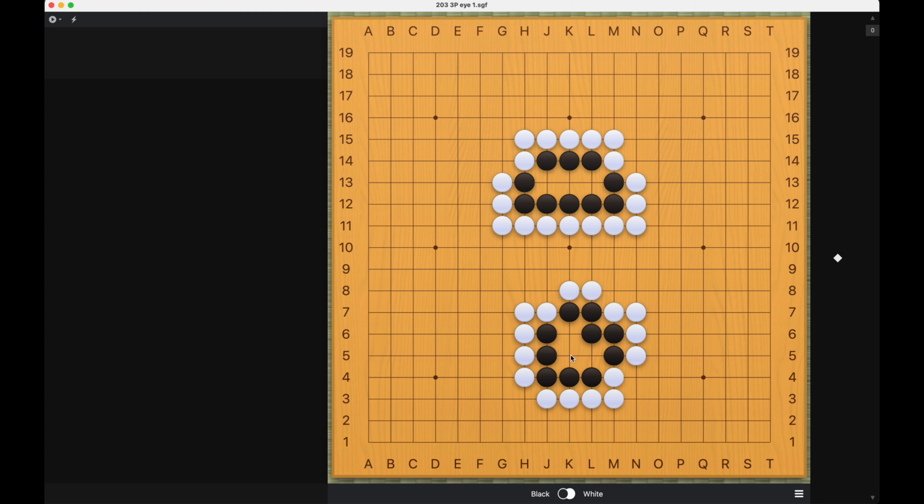So once again, today's patterns are the straight 3 and the bent 3. And remember, the key point is right in the middle. And with these patterns, if black plays in the middle, black is alive. If white plays in the middle, then the black groups will be dead. So please remember this pattern.